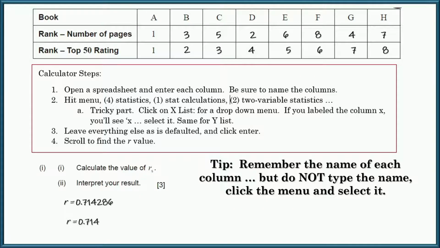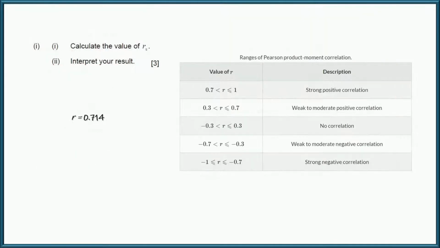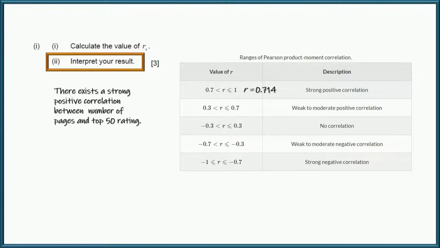We rounded it. Now interpret the result. This next part right here, I think you got to know. 0.7 is the threshold from weak to moderate positive correlation, and 0.7 and higher to 1 is a strong positive correlation. We have 0.71, so we're a little above that. So when we interpret it, we could say that there exists a strong positive correlation between the number of pages and the top 50 ranking. Use the verbiage, use the descriptions that they used in the problem.